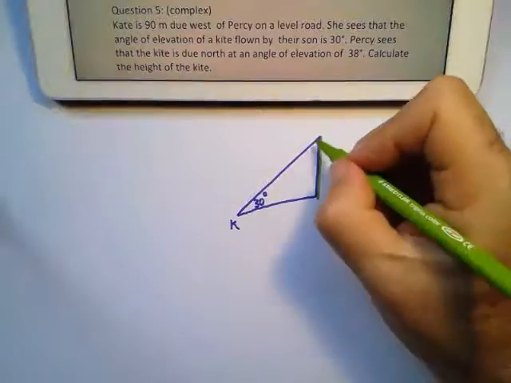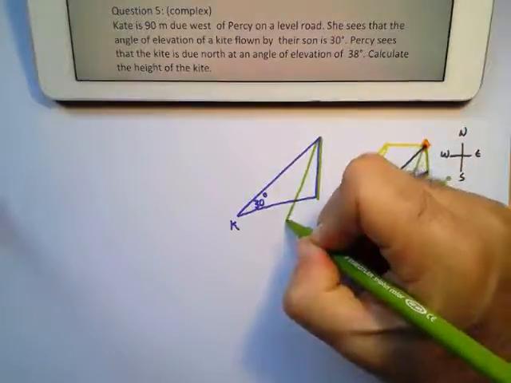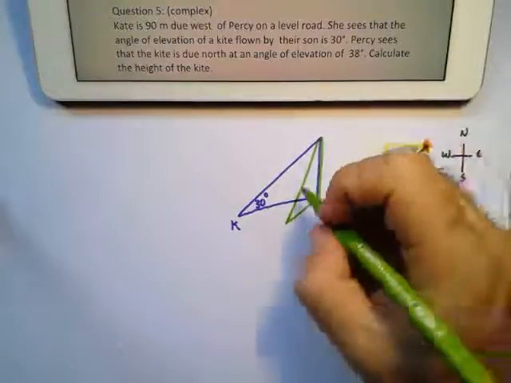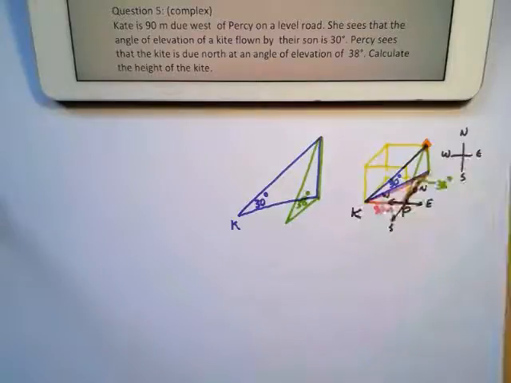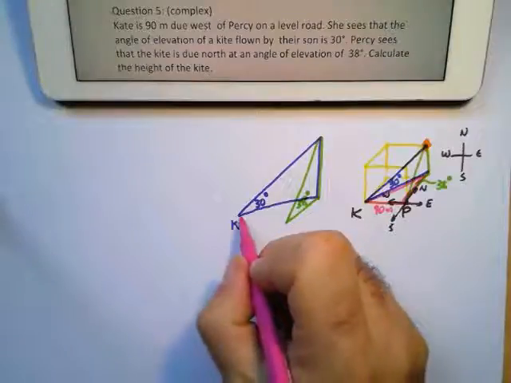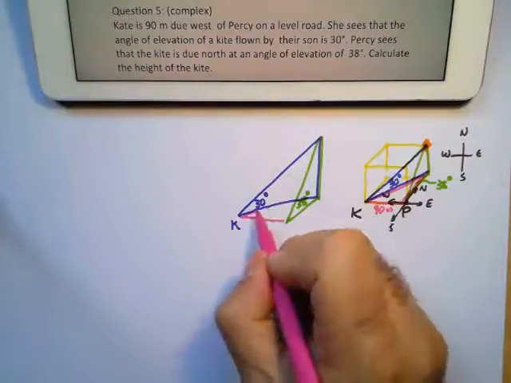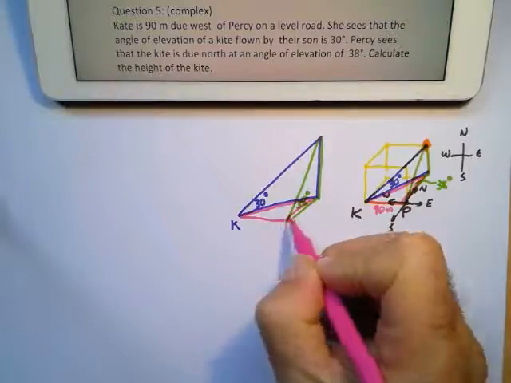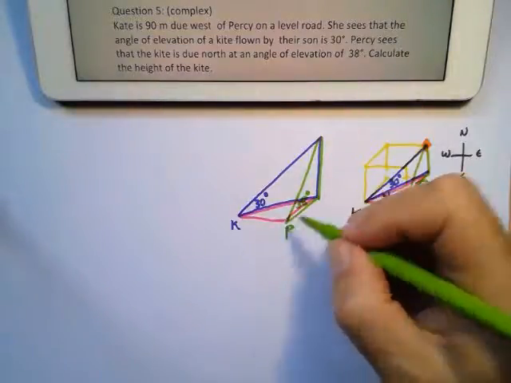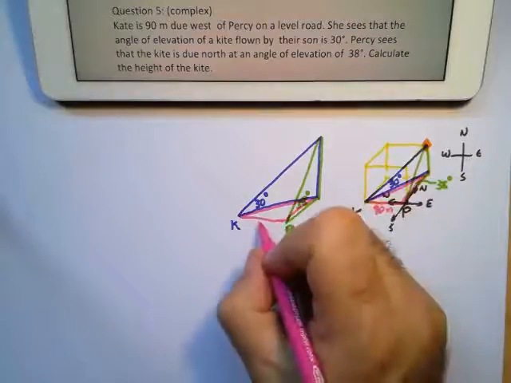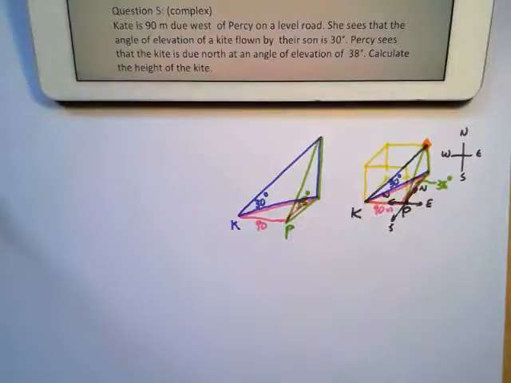I'm going to finish up with Percy's triangle. Percy's triangle here was 38 degrees. And I'm also going to draw then on the ground. This is a triangle between Kate and Percy, the one over there. So that is then where Percy is. And what we know is that this is 90 meters. Okay, not a lot of information. They want to know what is the height. So the height is the thing that we have to calculate.